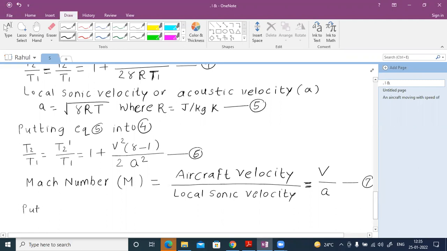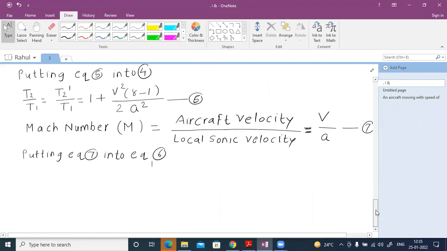So putting equation number 7 into equation number 6, once we put that into this equation, what we'll get is T2 by T1, or the same as T2 dash by T1, is given by 1 plus... Now V by A, we know that. What is V by A? V by A is M, right? So I'll write it as 1 plus gamma minus 1 upon 2, written as it is, and this term I will write as M square. See, V by A is M, right?